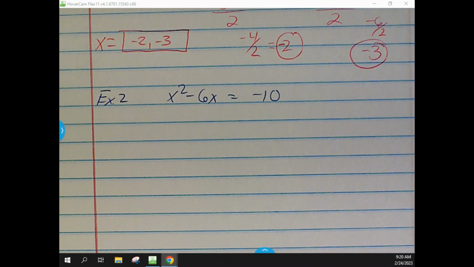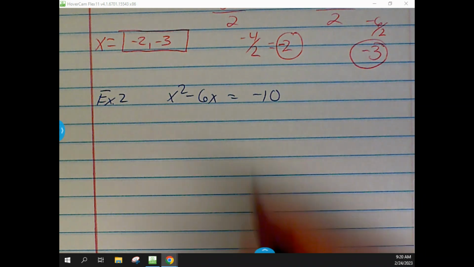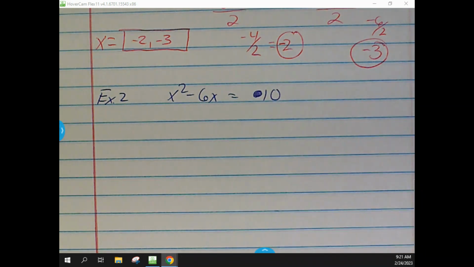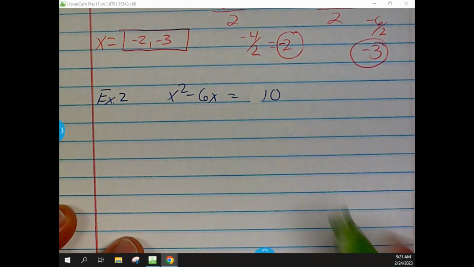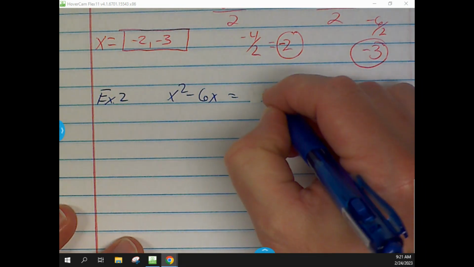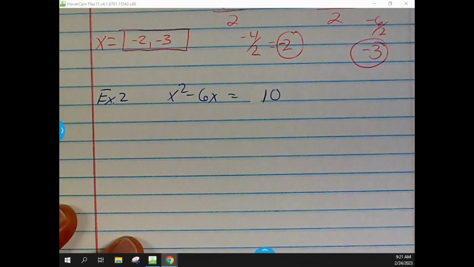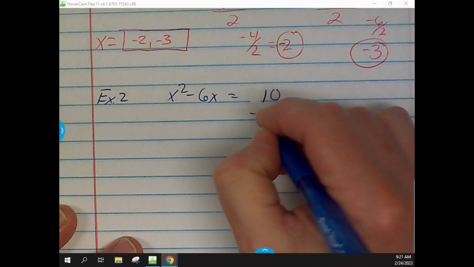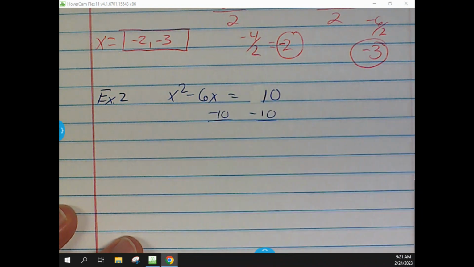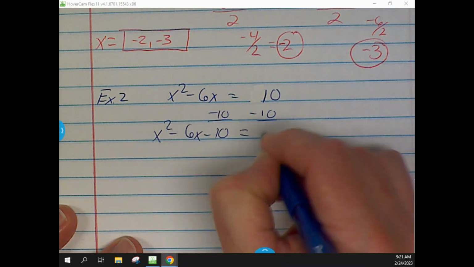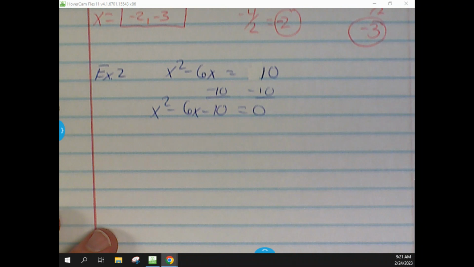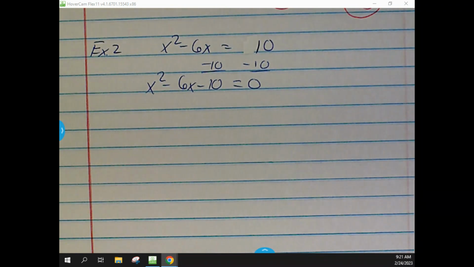All right, so let's go with x squared minus 6x equals, not a negative 10. Sorry, it's just a 10. All right, so for this one, the very first thing you've got to do, before you do anything, is move that 10 over to the left side. So you make it x squared minus 6x minus 10 equals 0. If you're going to use the quadratic formula, just like when we were factoring, you've got to pull everything to one side.